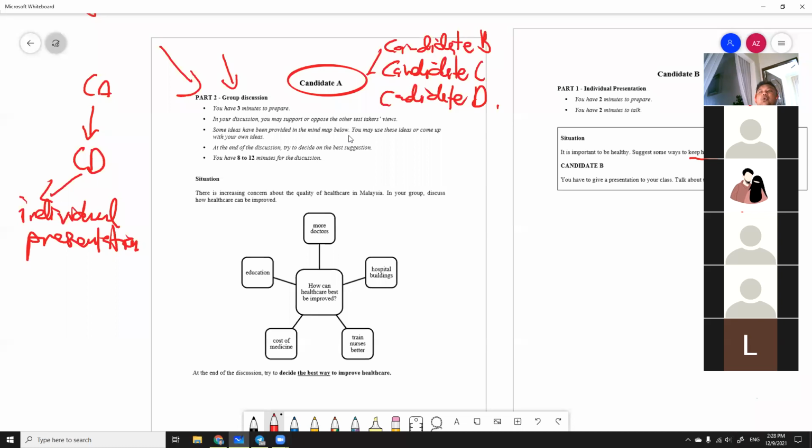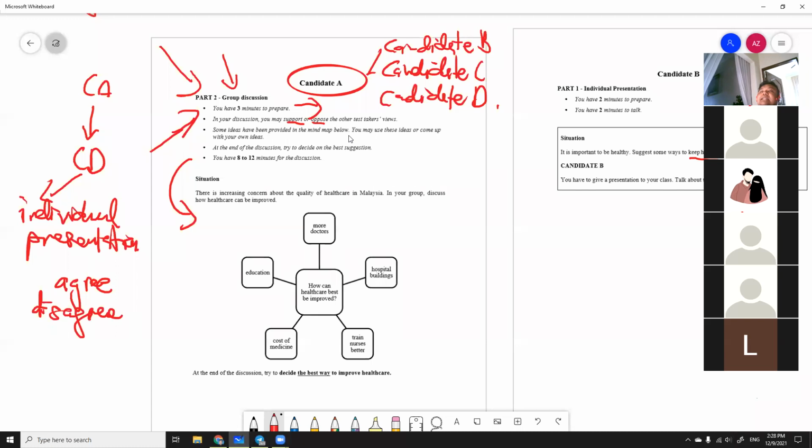Okay, now you will be moving on to the group discussion part two. So all of you will be given 3 minutes to prepare. Okay, you'll be given this kind of questions. In your discussion, you may support or oppose the other task taker's view. Support means you want to agree, or oppose means you may want to disagree. You may want to agree with your other candidate's point of view, or you may want to disagree.